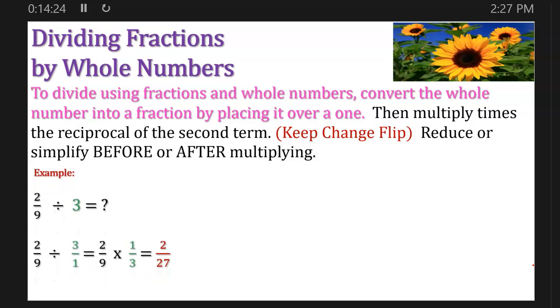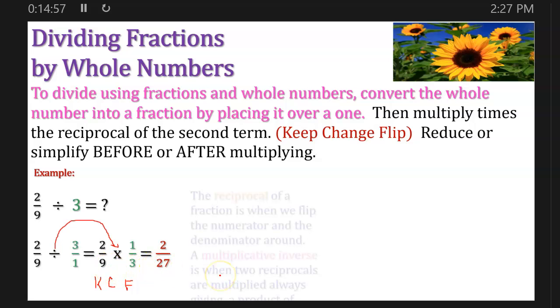So here we have 2/9 divided by 3. So here we have turned this 3 into 3 over 1, because we want to turn that into a fraction. Then we use our keep, change, flip rule, where we kept that first term, the 2/9, the same, we changed our division to multiply, and then we took our 3 over 1 and we flipped it around to make 1/3. Multiply across the numerators and across the denominators, and there's your final answer.